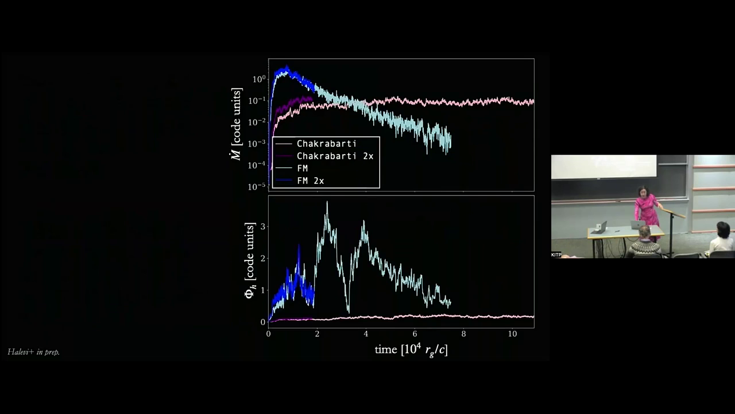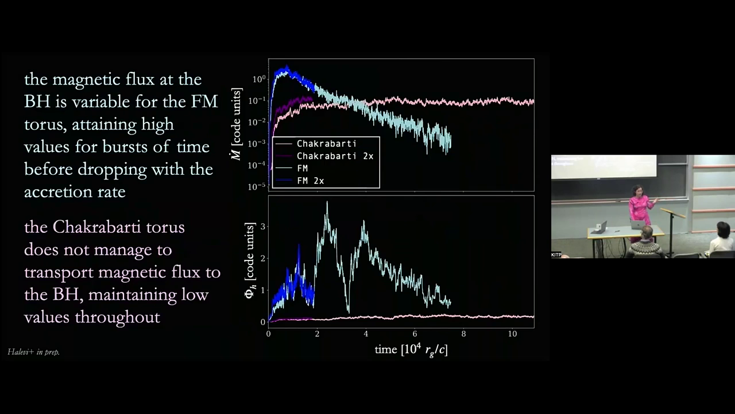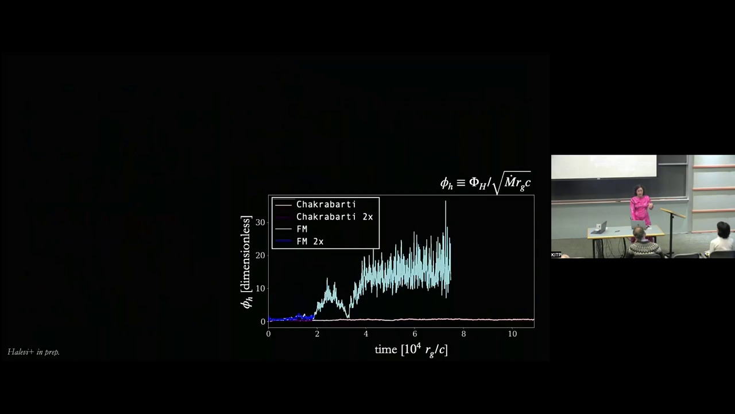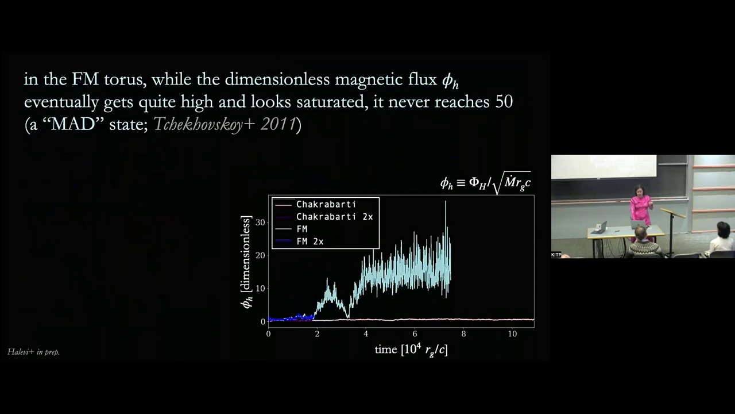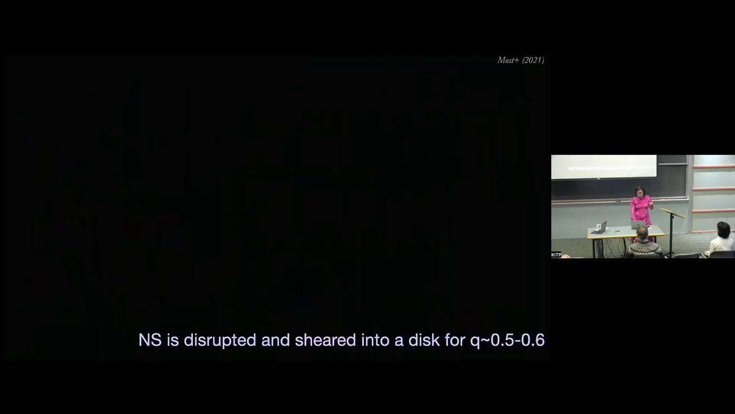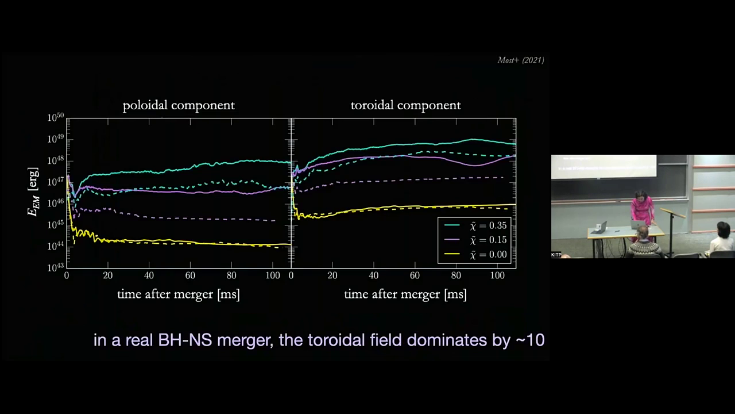And if we measure the magnetic flux on the horizon, it's very bursty for this thick disk case, but gets quite high, whereas it remains very low for the Chakrabarty case. So it's not able to transport magnetic flux to the horizon nearly as efficiently. But even this thick disk case transports it in a way that is variable, very intermittent. Okay. Sorry, I'm going to skip this.